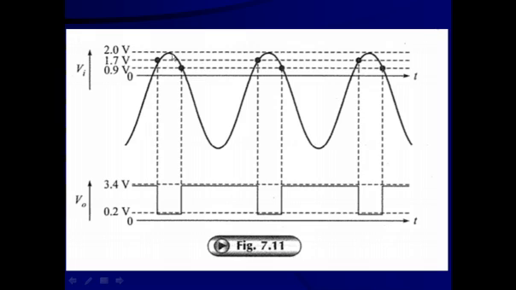You can see that because it is a sine wave, it is changing with time and it is decreasing. When it crosses over 0.9 volt, the output switches back again from low to high. This again happens at 1.7 volt, where the output switches back from high to low, and again it becomes high. So this kind of waveform is possible with the Schmitt trigger inverter circuits.